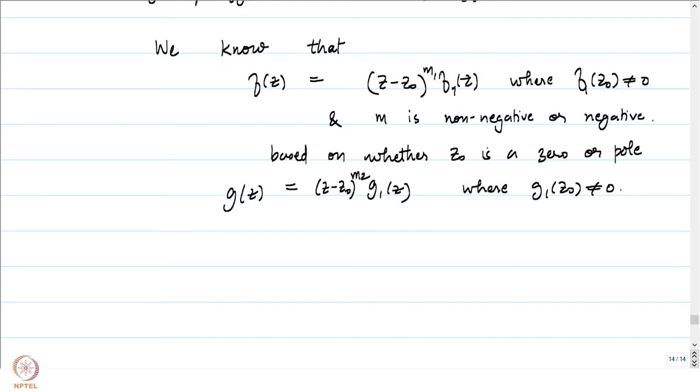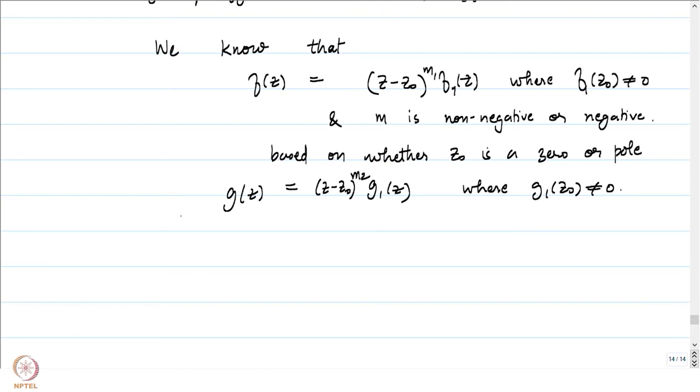Similarly, Z0 in S2 will tell us that, by the way, what happens if Z0 was a pole? Then we could have written F of Z as F1 of Z by (Z minus Z0) to the power M, where M is the order of the pole, and in that case our M1 would turn out to be a negative number. So that is what is being written here, as either M is non-negative or it is negative based on whether it is a zero or whether it is a pole.